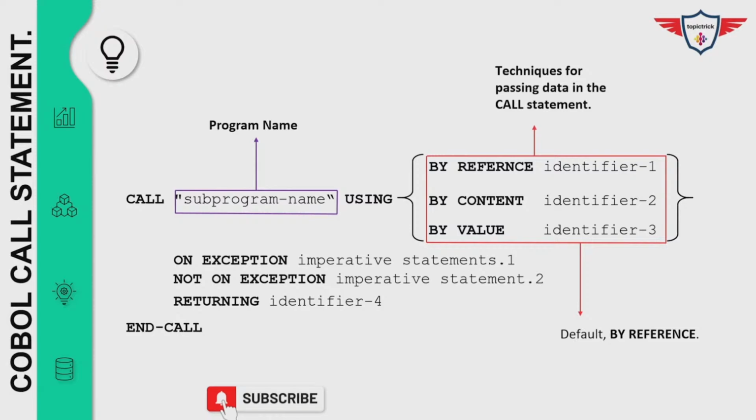The next set of parameters are on exception, not on exception and returning. These three parameters are generally used to execute a set of statements that you want to execute in case any specific condition happens. For example, you're calling a program and the call fails due to any reason. So the set of statements you specify under on exception will be executed. Now let's discuss these three parameters one by one.